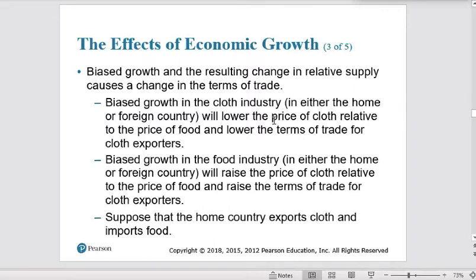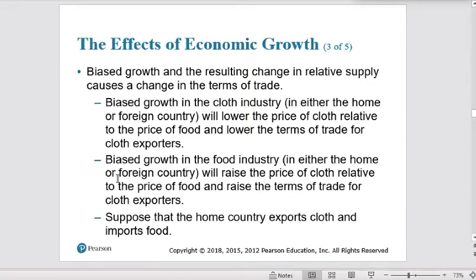Okay? So if the country is mainly an exporter of clothes, then when the price of clothes drops, it will be bad for the country. Okay? It will be bad. It will lower the terms of trade for the country.